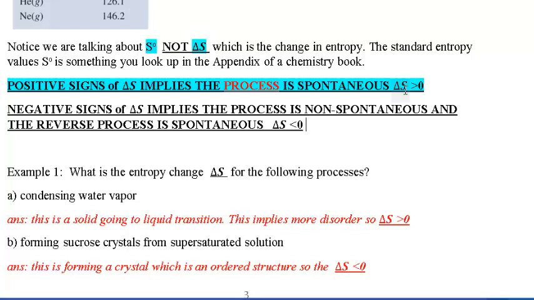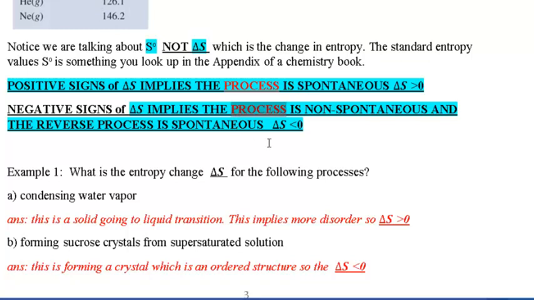You can have a situation where your delta S is spontaneous, your delta H is endothermic. It could still be a spontaneous reaction or a non-spontaneous reaction, because remember, delta S and delta H come together along with temperature to determine the delta G, whether the reaction is going to be a go or a no-go. Negative signs of delta S imply the process is not spontaneous. And again, a non-spontaneous process is different than a non-spontaneous reaction.